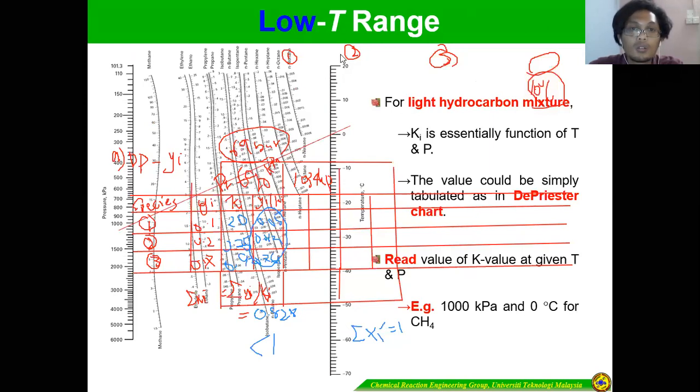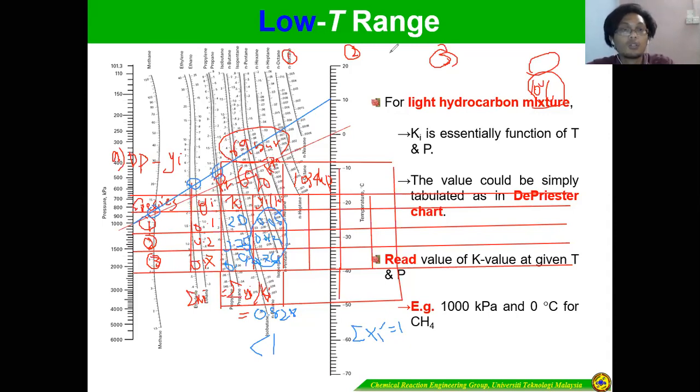Look at here, 10 degrees C to 1000, around here. Okay, this one, to 1000, 1000 something. So we can get the value of K. For methane is around 13. This one also, 18, 2 point something. And 0.65.